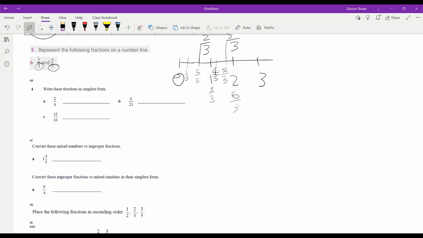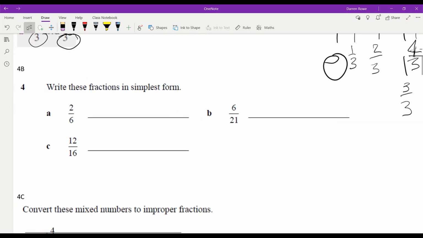Okay, writing fractions in simplest form. Simplest form is very important, and the way we do that is by finding the highest common factor between the numerator at the top and the denominator at the bottom. Like I said in the Unit 3 video, a good way is to see if you can divide both the numerator and the denominator by the smaller number, which is usually the numerator, except in improper fractions. So we try here. Can you divide 2 by 2? Of course you can. Can you divide 6 by 2? Yes, you can. So divide both by 2. 2 divided by 2 is 1, 6 divided by 2 is 3, and that is the simplest form.